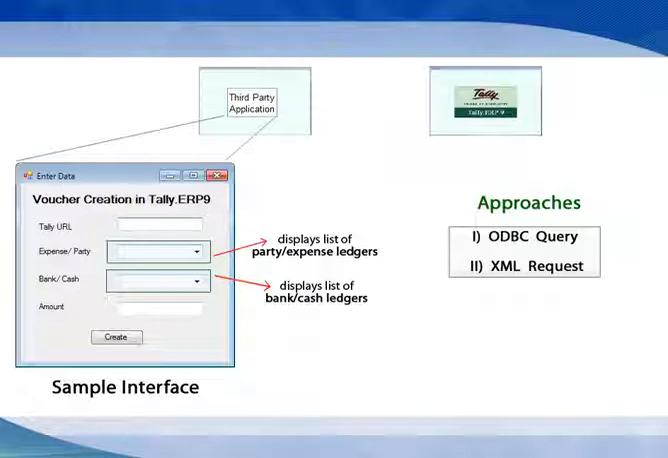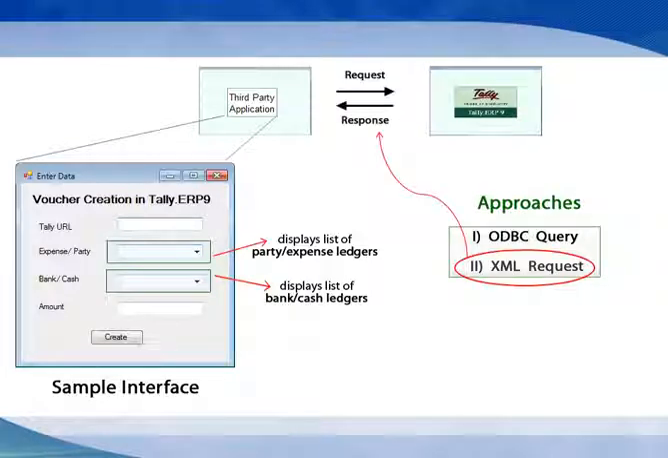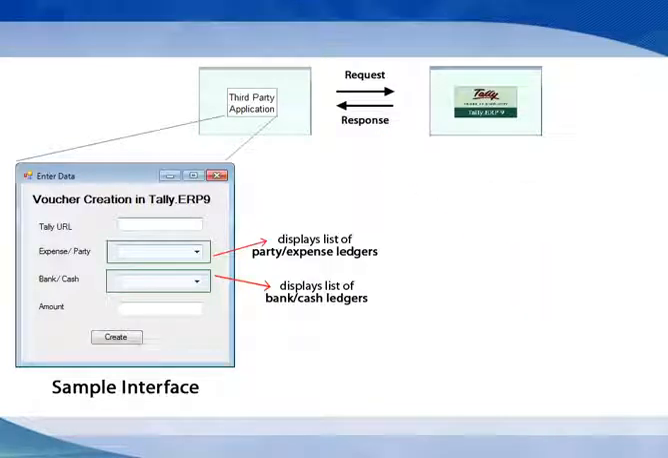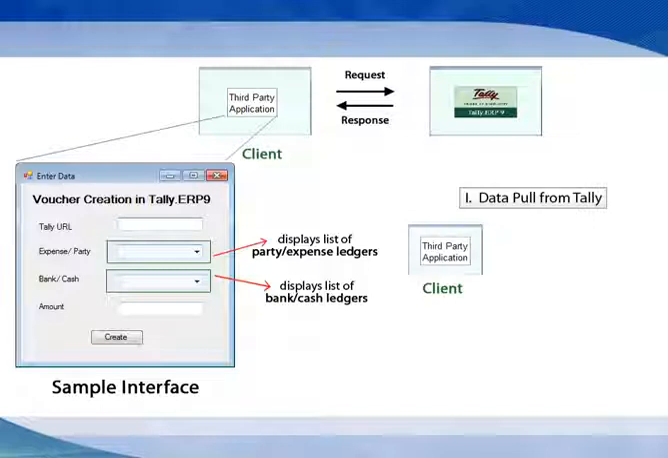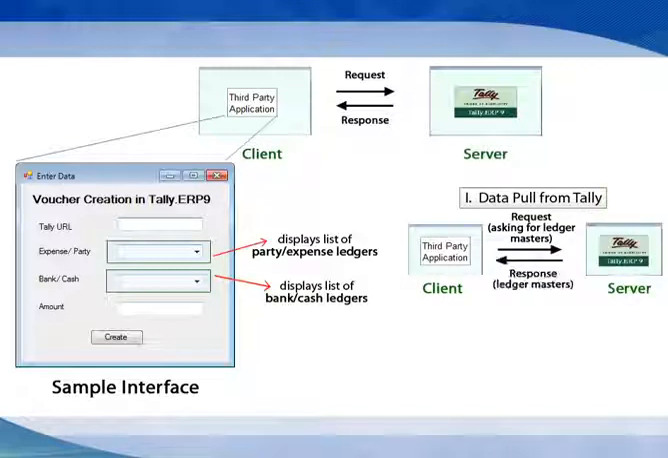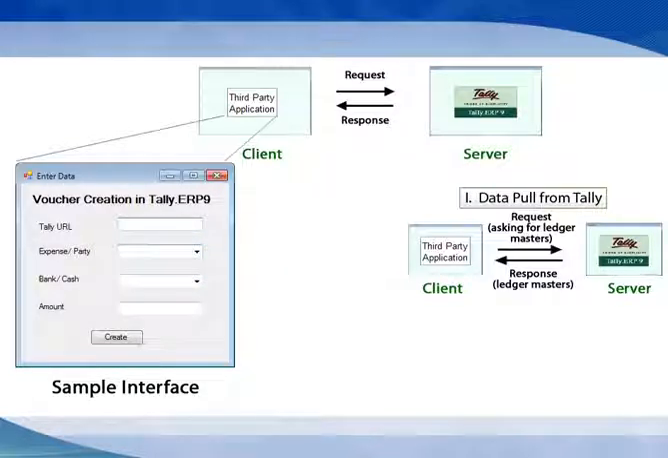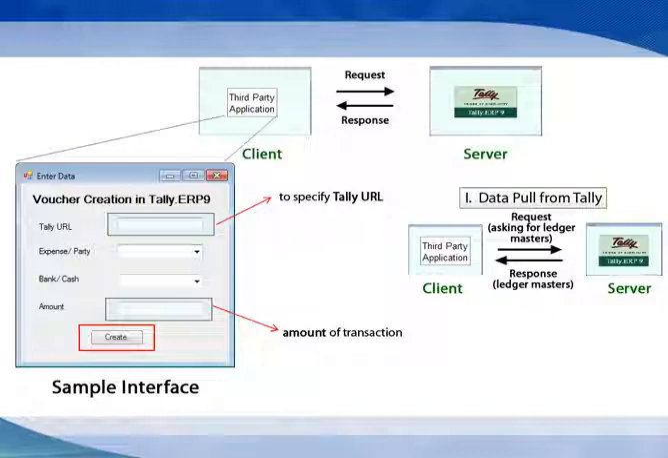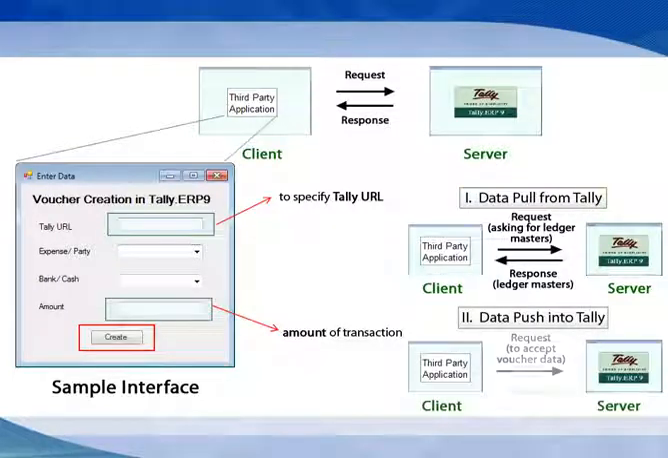Since the ODBC approach has already been covered in another video, here we will discuss the XML approach, which is usually in the request response fashion. In this case, since the third-party application initiates the request, it becomes the client sending the XML request and Tally becomes the server responding with the XML response. Secondly, after updating the interface form details, as soon as one hits the Create button, the payment voucher with the data entered in the form should get created in Tally.